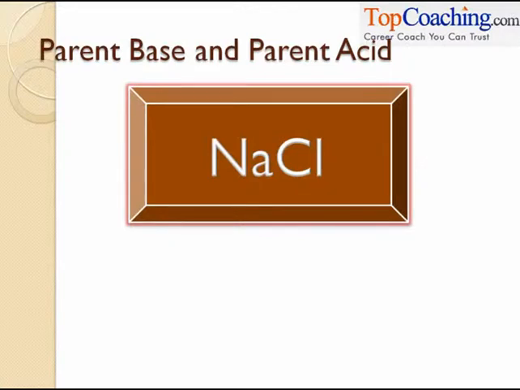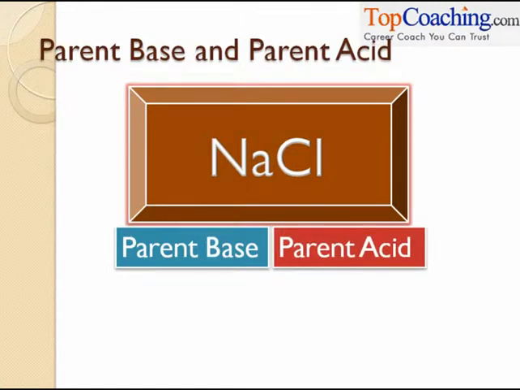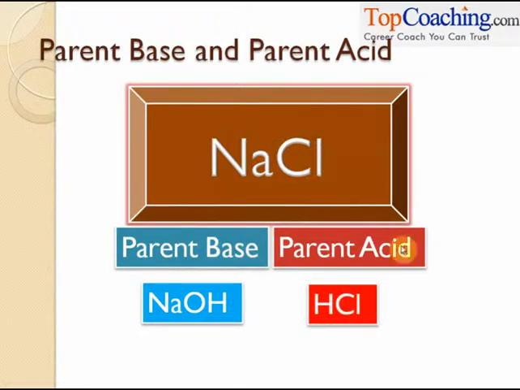It's quite an easy process. Take a look at sodium chloride, for example. The first part of the salt represents the parent base, and the second part of the salt represents the parent acid. In case of sodium chloride, what's the parent base? Sodium hydroxide, because the first part represents the parent base, so Na, and then you add OH to it to get NaOH. Cl represents the parent acid, so you add H to it and you get HCl. So this is how you find the parent base and acid.